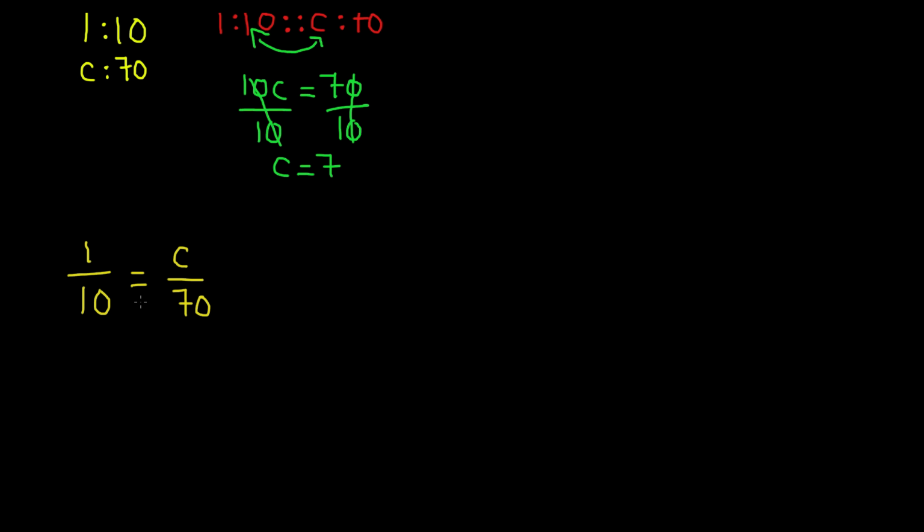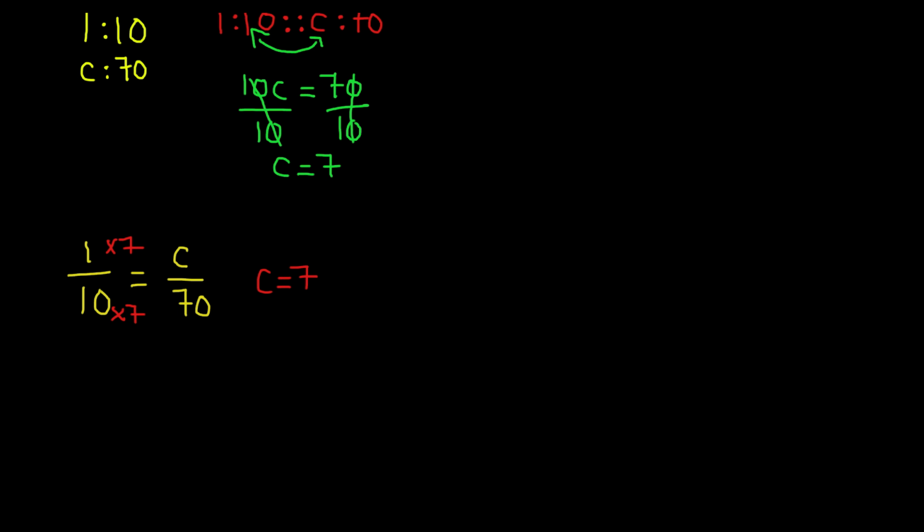Now for this method, there are actually two ways we can solve it. The first way, since we already know both of the denominators, we simply ask ourselves, what times 10 gives us 70? We know that 10 times 7 gives us 70, because 70 divided by 10 is 7. If we multiply the numerator by the same number, we should be able to get the value of C. So multiply 1 by 7, we get 7. So C is equal to 7, just as we got our answer up here.